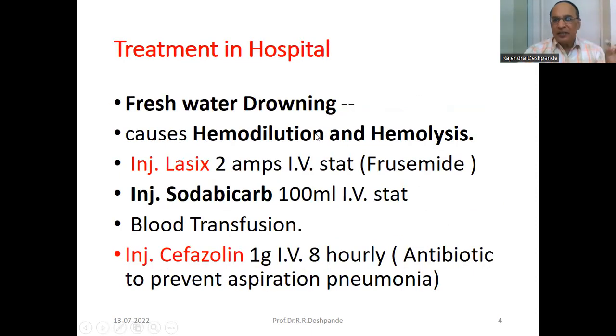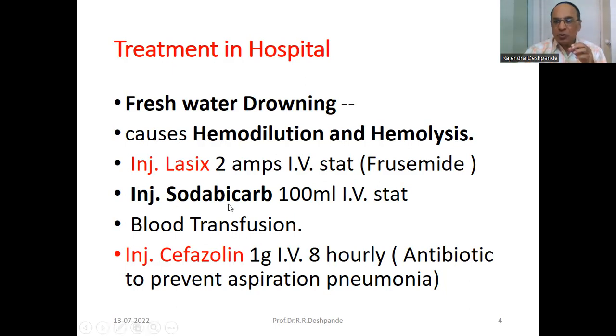Okay, treatment in the hospital. The new medical students of the last year, interns or registrars, must know this treatment protocol. If it is a fresh water drowning case, it can cause hemodilution and hemolysis, breaking of the RBCs. In this case, we give injection Lasix to reduce edema, pulmonary edema and cerebral edema. Injection Lasix 2 ampules intravenous stat. Lasix is a brand name and furosemide is the generic name. Lasix should be given in the hospital.